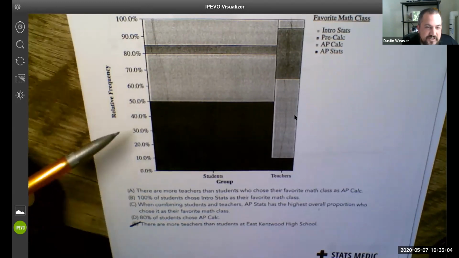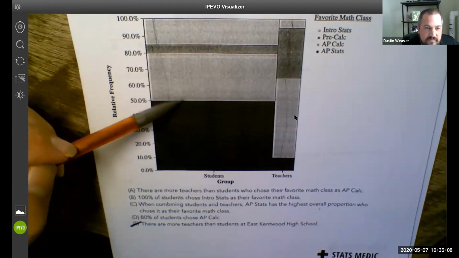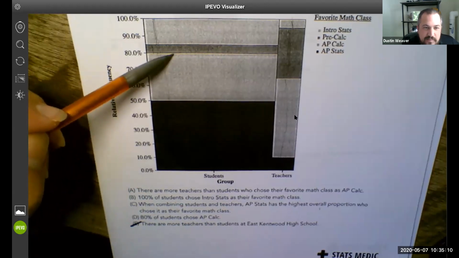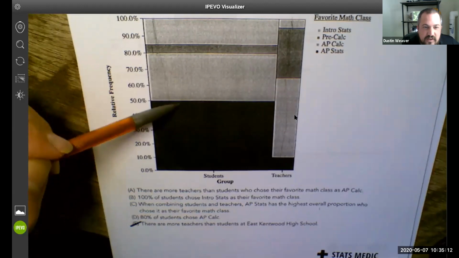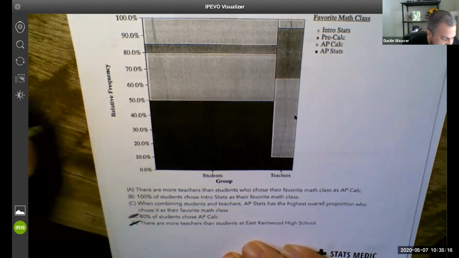D says 80% of students chose AP Calc. We know it goes from 50 to 80. That doesn't mean 80% chose AP Calc. That means 30% chose AP Calc. So we know we can get rid of that one.